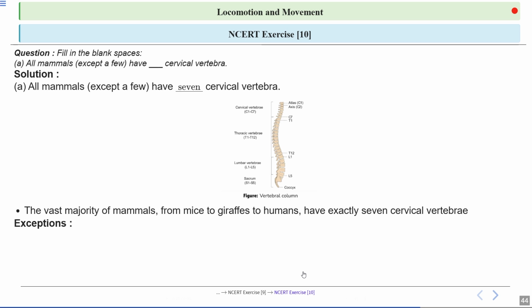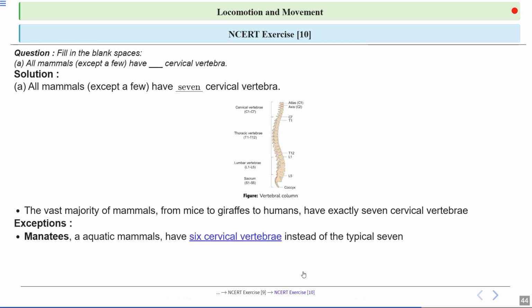There are also exceptions. First, manatees are an exception. These gentle aquatic mammals have only 6 cervical vertebrae instead of the usual 7. This is a rare case and shows how some species adapt differently to their environment. Another exception is about the two-toed sloth.